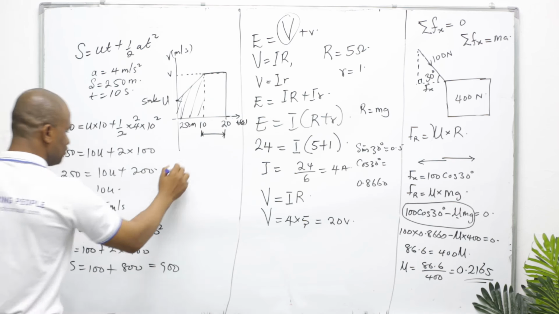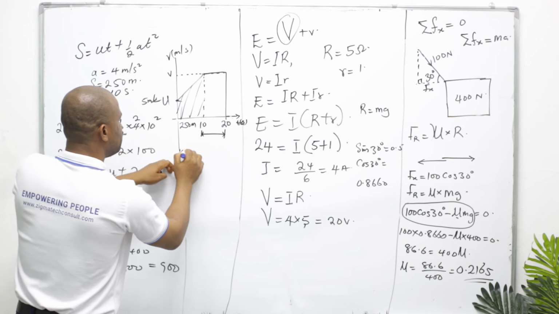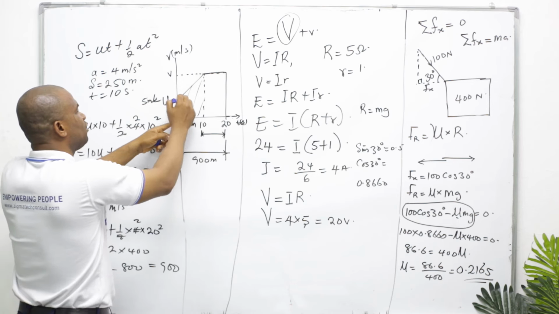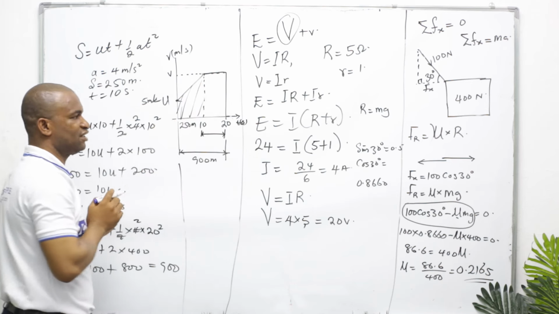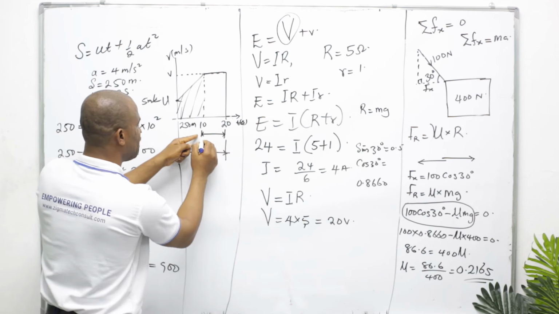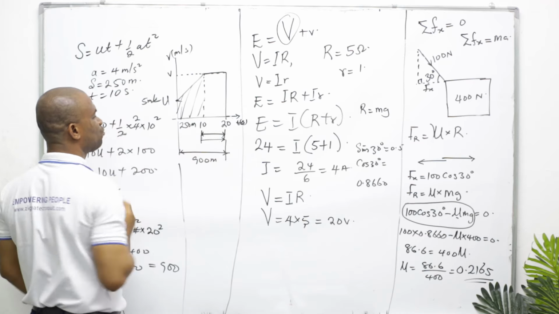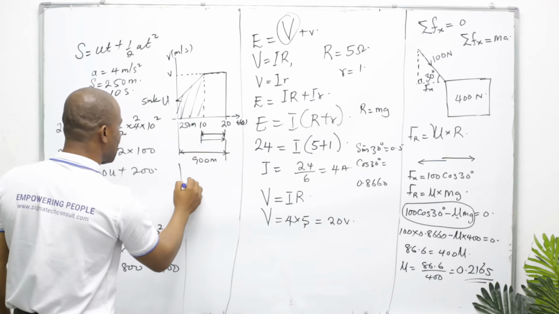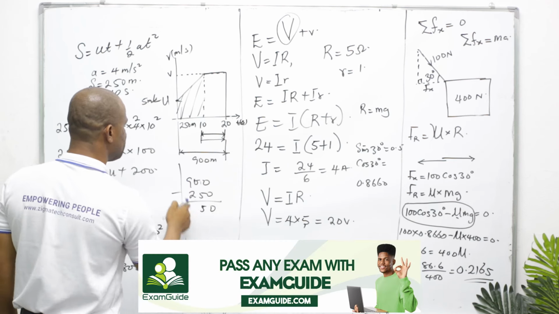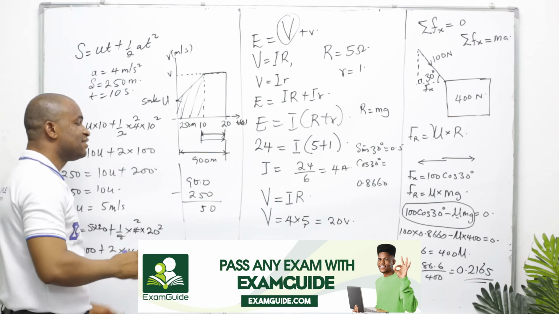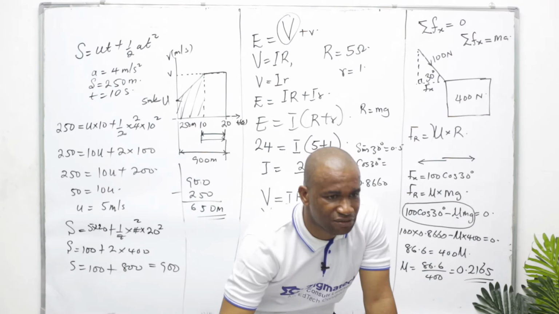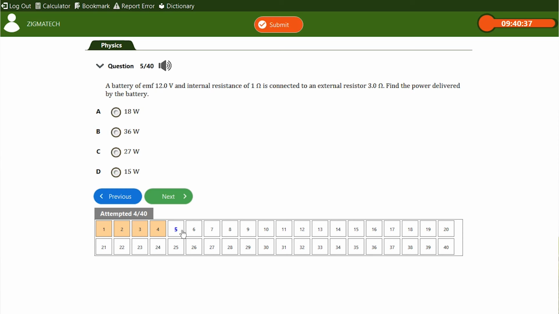Now look up. From here to this place is 900 meters, the area under the curve. However, I'm looking for the next 10 seconds, that means from here to this place. So I'm going to subtract 250. So 900 minus 250 gives 650 meters. And 650 meters, do we have it? It is option D. We go to the next one.